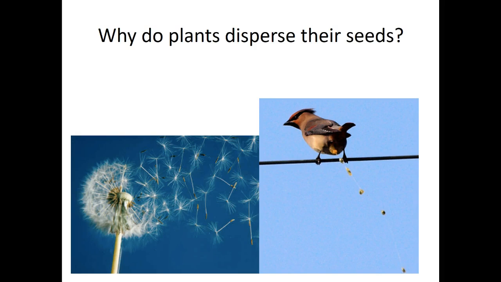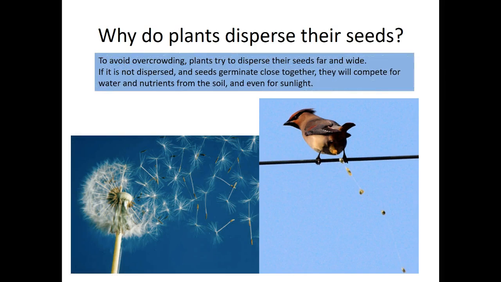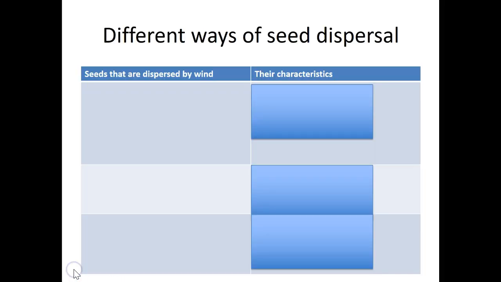So why do plants disperse their seeds? Now remember, this is a different question from why do plants reproduce. I'm sure this is quite an interesting picture here. You see bird droppings, and inside they're actually tiny, tiny seeds. So why do plants disperse their seeds? Do you know the answer? Yes. It's to avoid overcrowding. Now, if it's not dispersed, seeds germinate close together. They will compete for water and nutrients, for soil, and even for sunlight.